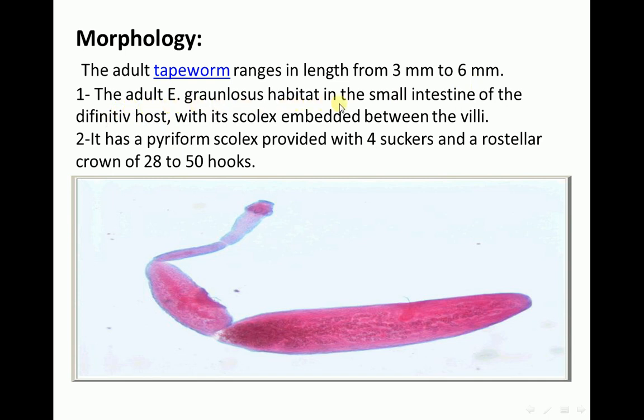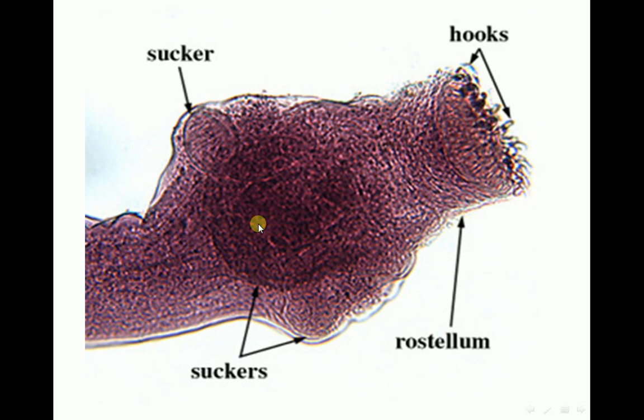Adult worm habitat in the small intestine of definitive host with its scolex embedded between the villi of small intestine. It has a piriform scolex, رأسها كمثري الشكل, provided with 4 spherical suckers and rostellar crown of 28 to 50 hooks. رسم توضيحي للسكولكس of Echinococcus granulosus: 4 spherical suckers, rostellum provided with hooks.